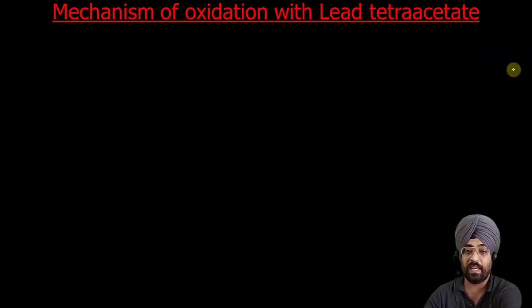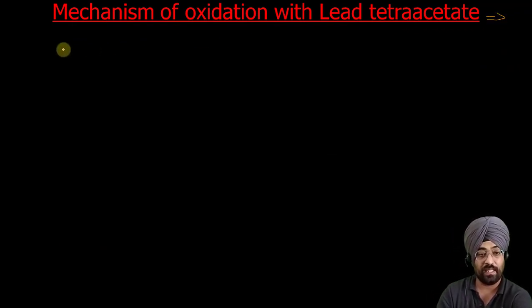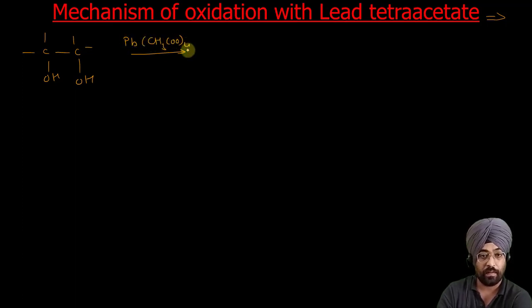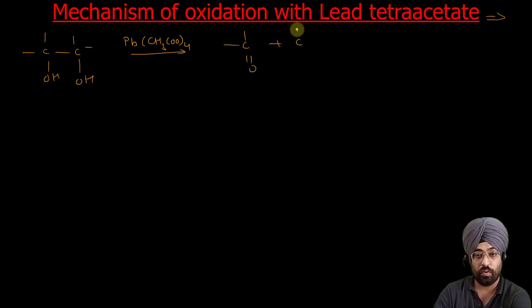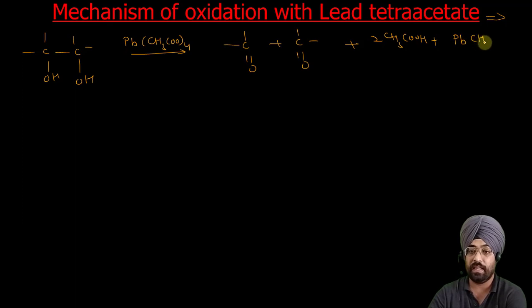Similarly, the mechanism with lead tetraacetate is exactly the same as this. I once again write the same equation, same compound, because they are similar mechanisms. Lead tetraacetate gives you C double bond O plus C double bond O, plus 2CH3COOH, plus lead (CH3COO)2, lead diacetate.